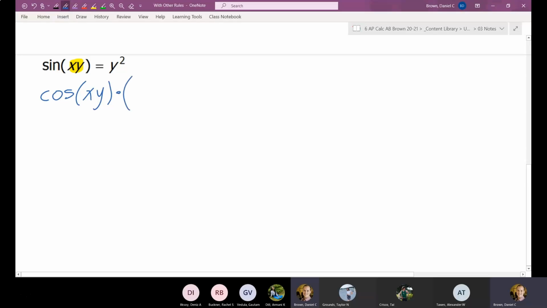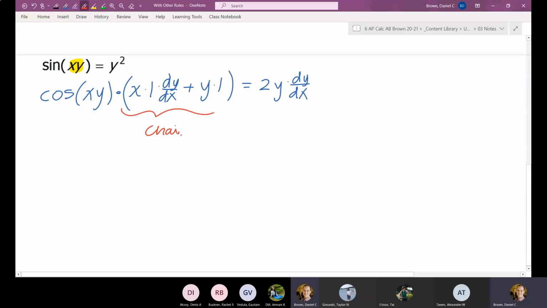Times the derivative of the inside. This is the product, so I have the first times the derivative of y plus the second times the derivative of the first, and then equal to 2y dy dx. This piece right here is coming from the chain rule. And I had to do the implicit part when I took the derivative of y. So you can see how these problems can get ugly because there's usually a lot of parts going on with them.